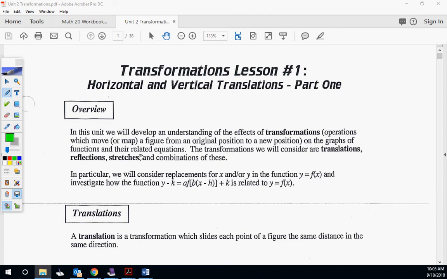Transformations, so Unit 2, Lesson 1. So we got horizontal and vertical translations, Part 1, and then Part 2 we'll try to hit on Thursday. Okay, in this unit we'll develop an understanding of the effects of transformations, the reflections and stretches.